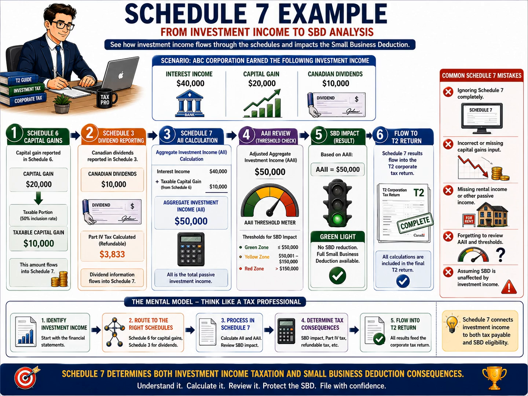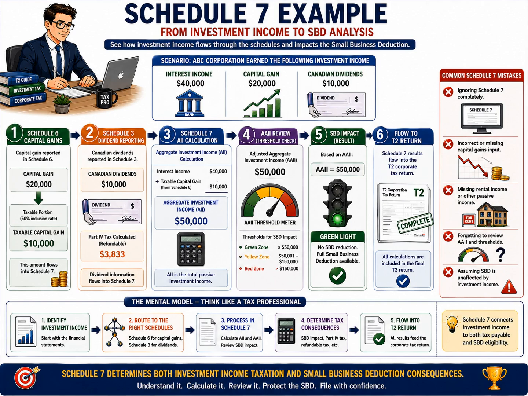Next, Schedule 7 determines the overall tax consequences. The investment income calculations are completed. The small business deduction analysis is completed, and the resulting information is sent into the T2 corporate tax return. At this point, all of the calculations flow into the final return and become part of the corporation's overall tax position. Now take a look at the common mistakes section on the right side of the slide.